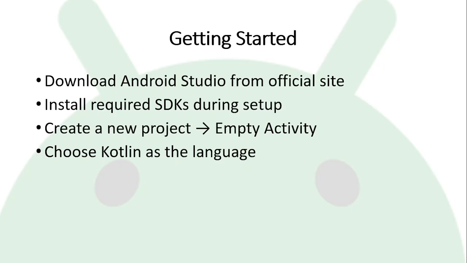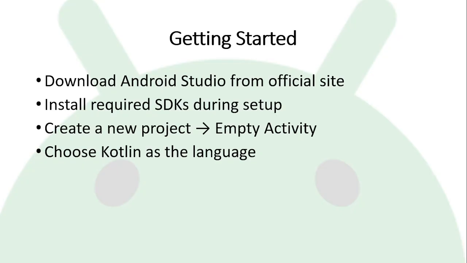To start developing, download Android Studio from the official Android developer website. During installation, the setup wizard will guide you to install the Android SDK and necessary tools. Once installed, create a new project. We'll see this more in the next video where I'll show you.